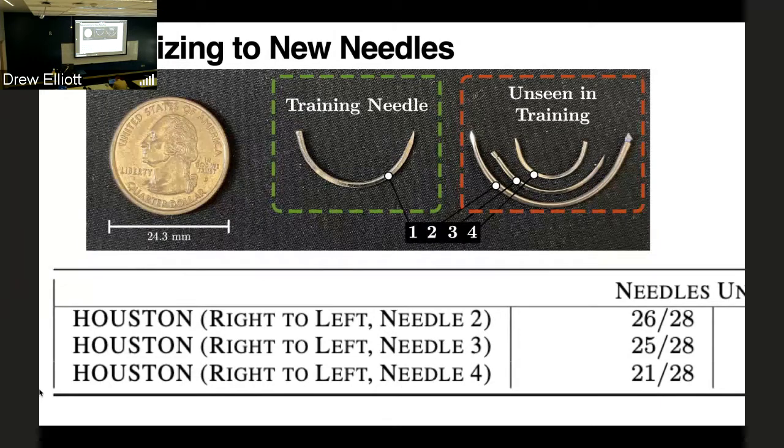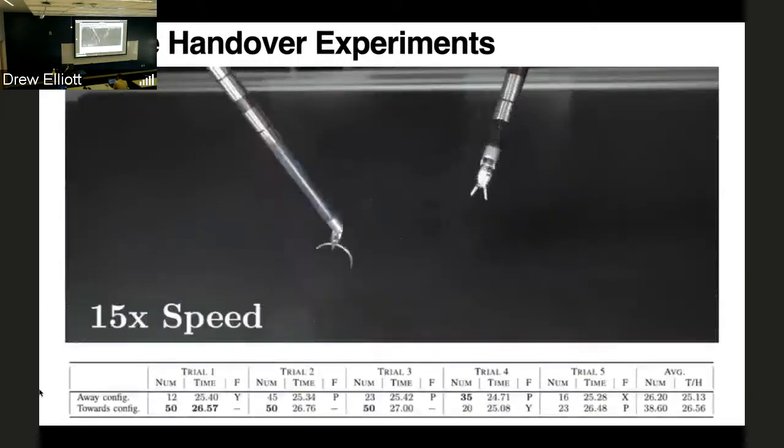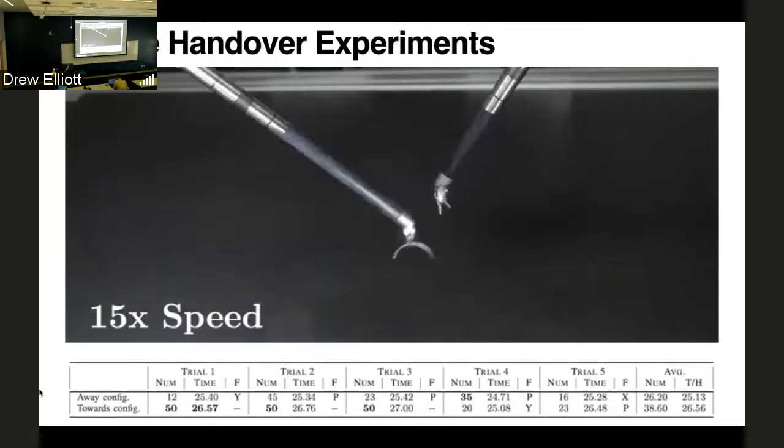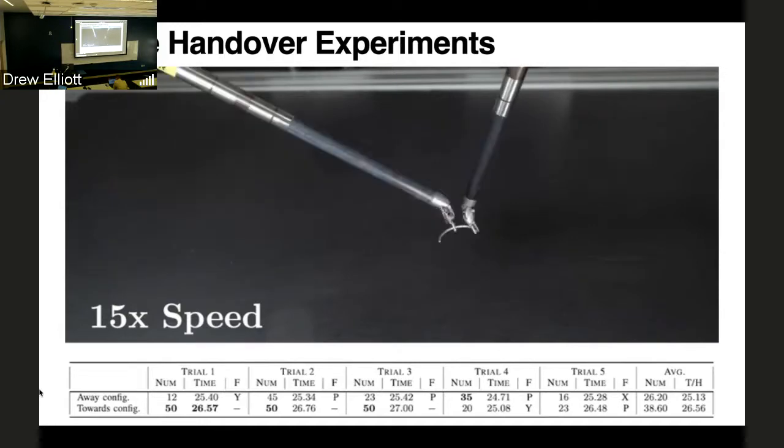The generalization was fairly good. These are needles, as you can see on the right, at least the inner two, that are quite different from the training needle. And then this is what we're most excited about: the multiple handovers.